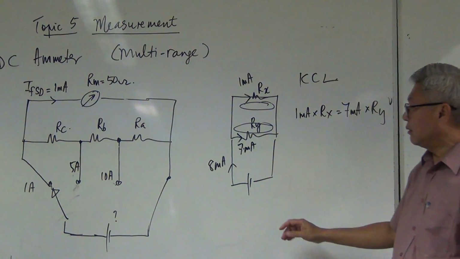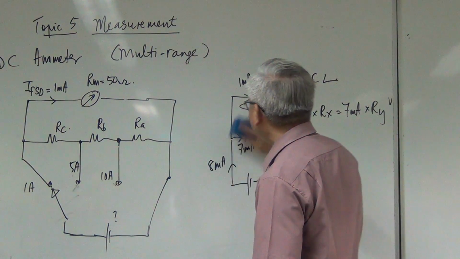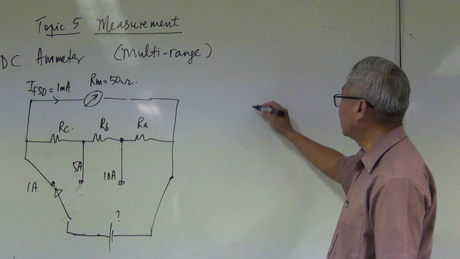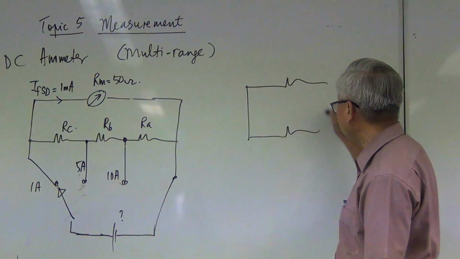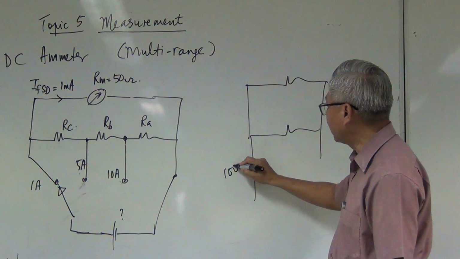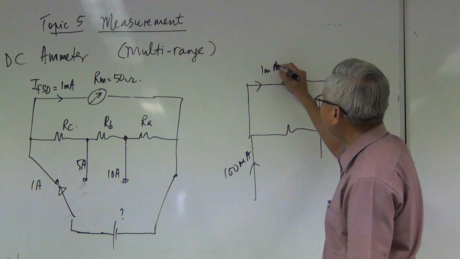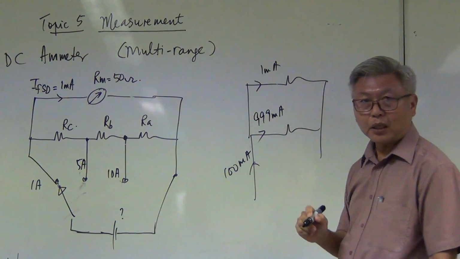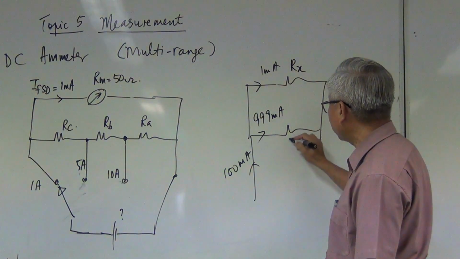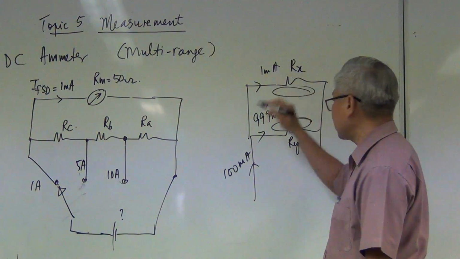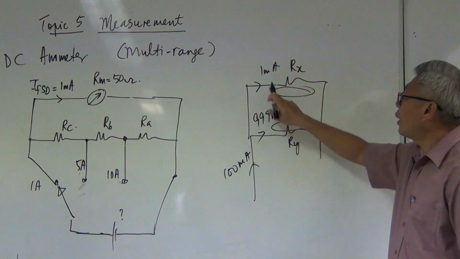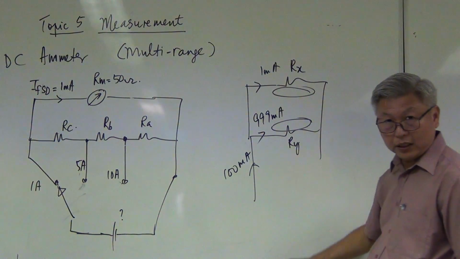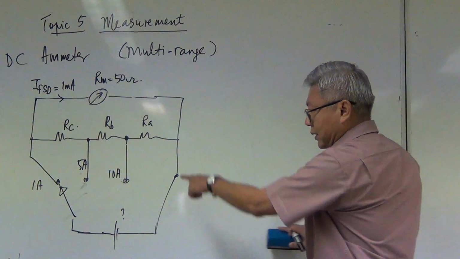Got it? Let me repeat. When we analyze this multi-range ammeter concept, the first thing you must know is Kirchhoff's current law. If I have two parallel branches, and here is 100 milliamp and here is 1 milliamp, how much is this current? 100 minus 1, so it's 99 milliamp. And if these two resistors are called Rx and Ry, the voltage across Rx and Ry are the same because they are parallel. So 1 milliamp multiplied by Rx is equal to 99 milliamp multiplied by Ry. Got it? Okay, so with that, we can move on to our circuit here.